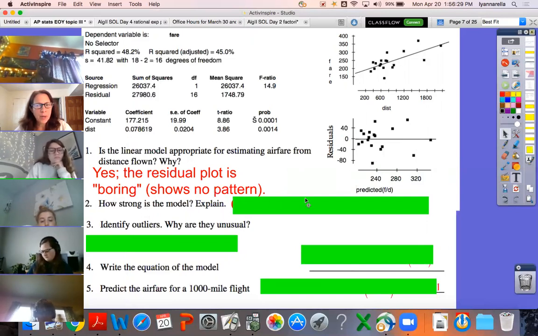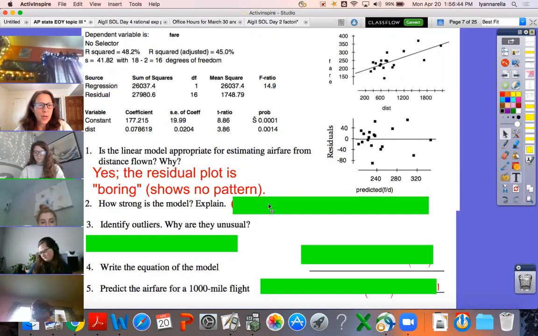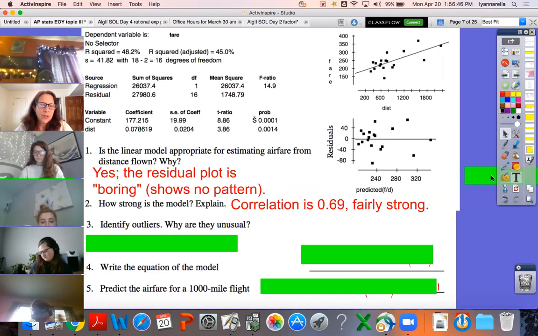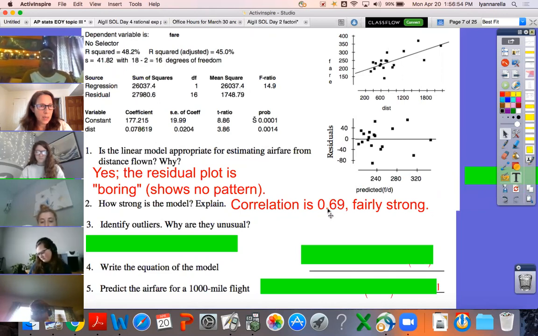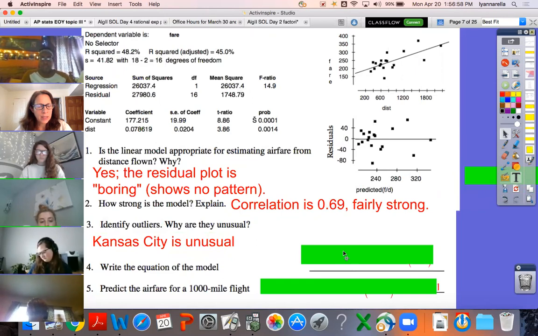How strong is the model? If the correlation coefficient were 0.694, where did I see that? It was here somewhere. It's on the other page, I guess. There's R squared, so you could take the square root of 0.482 and get 0.694. And we consider that to be fairly strong. Remember, anything over about 0.5, 0.6 is fairly strong. Anything really close to 1 is super strong, and -1 is also super strong. We already talked about outliers, Kansas City.